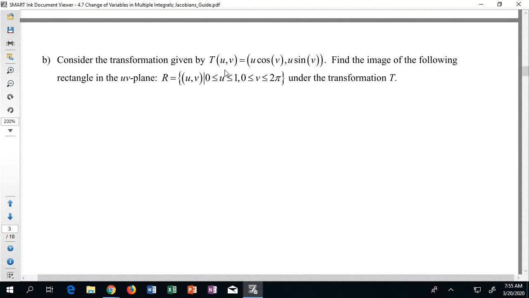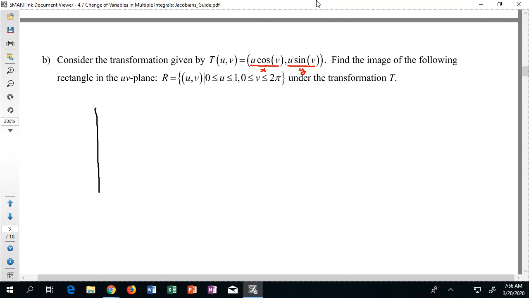All right, so here's my new transformation this time. This takes in a U and a V, and it spits out for X a U cosine V, and for Y, it spits out a U sine V. So I want to find the image of this rectangle in the UV plane. Okay, so again, I'm going to go ahead and just immediately try to figure out what this picture looks like, and then I can go ahead and make some really quick simplifications to this.